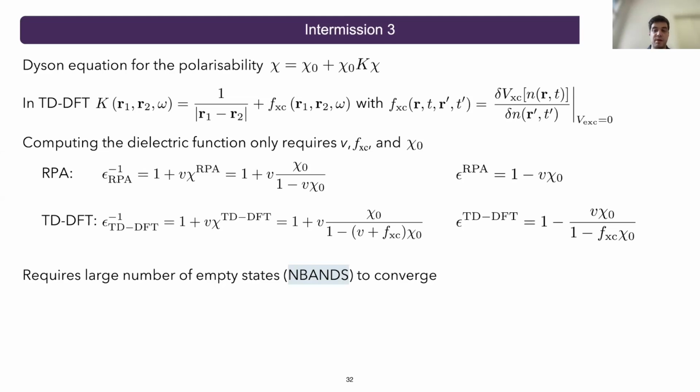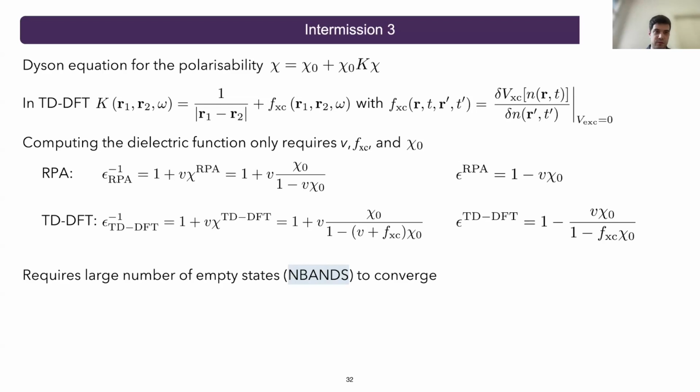You should also remember that computing the dielectric function only requires knowledge of the Coulomb kernel, the FXC kernel, as well as chi naught. And that you can turn off the FXC and stay within the random phase approximation if effects from the exchange correlation can in fact be ignored. Again, please keep in mind that in your calculations, you must add a large number of empty states in order to converge chi naught and epsilon.